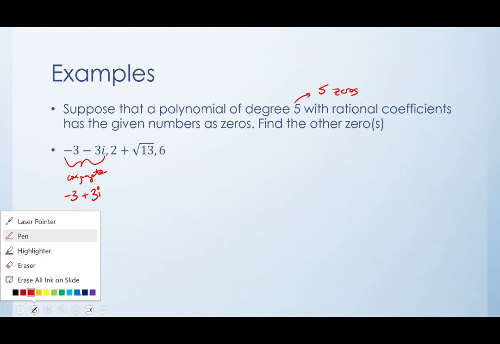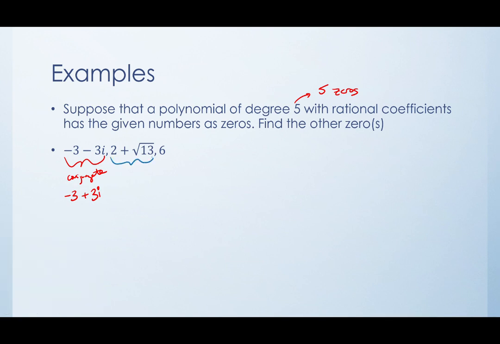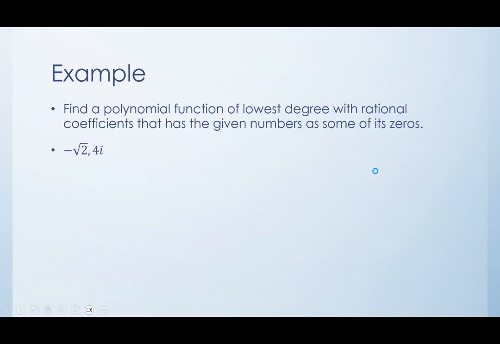And then we have an irrational root, and so we need its conjugate. So we have 2 plus root 13. We're going to have its conjugate 2 minus root 13. And there we have 1, 2, 3, 4, 5 roots. And we're done. Okay. So how about one more? Yeah, we can fit one more in.